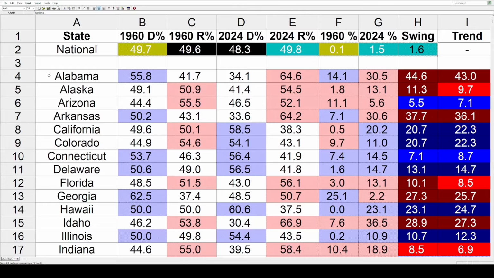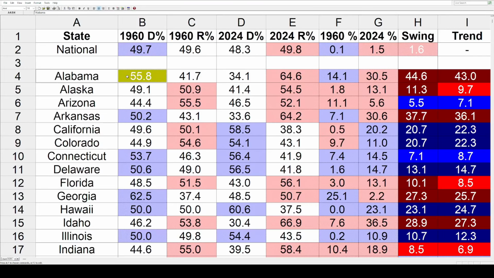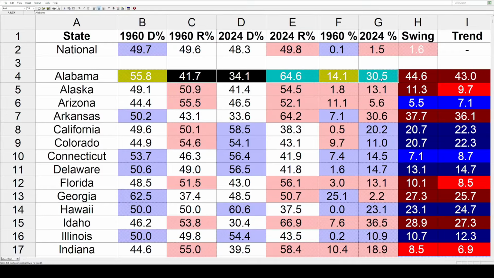Let's go through the first state. We've got Alabama. In 1960, Kennedy got 55.8. Nixon got 41.7. In 2024, Harris went down to 34.1. Trump went up to 64.6. The difference between Kennedy and Nixon in 1960 was 14.1. The margin for Trump in 2024 was 30.5. That combines to a big swing of 44.6 toward the GOP. And that is way, way higher than that 1.6% that the rest of the country already moved in. The difference between them is a massive 43% to the right of the rest of the country. So that's how this works.